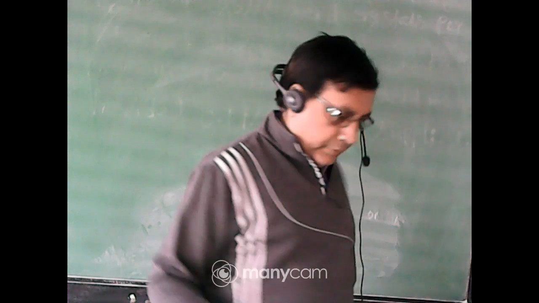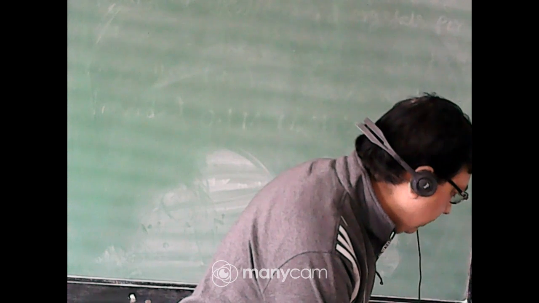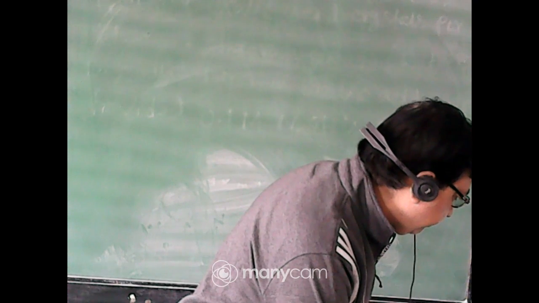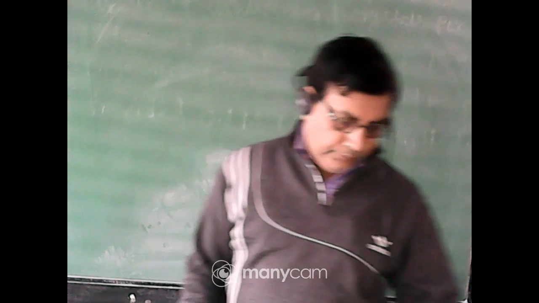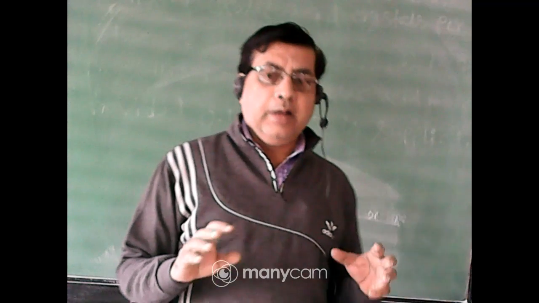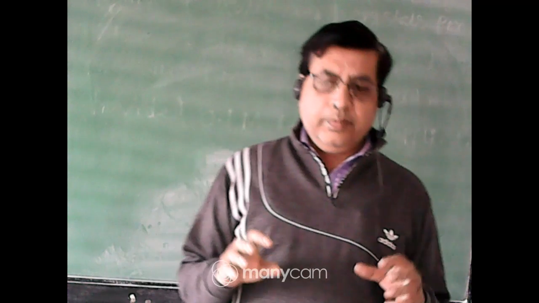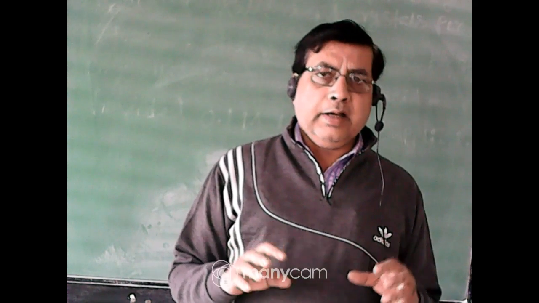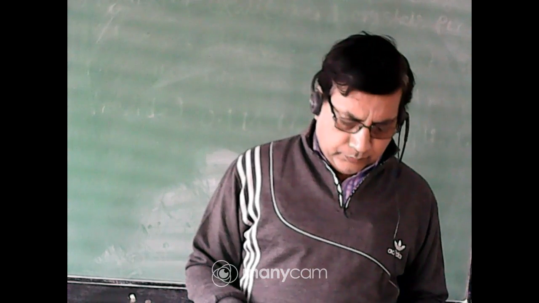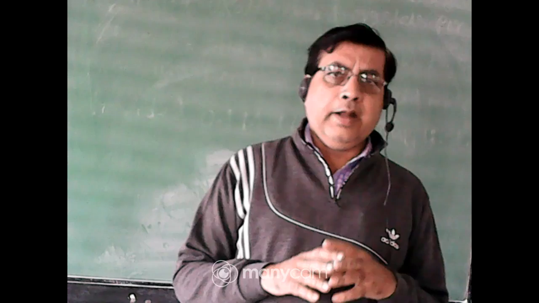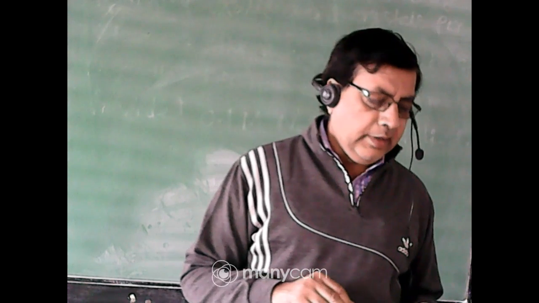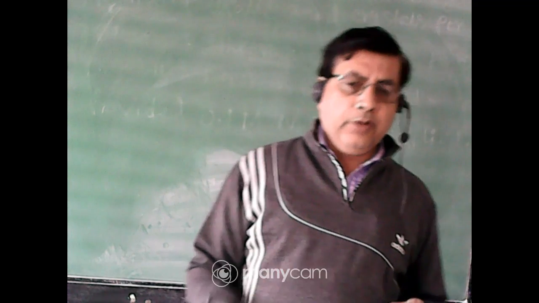Okay, today the salt analysis. You have already done salt analysis. You have been given an unknown salt. You have to identify the cation and anion present in the salt. In the systematic group analysis, you first test for anion because it is easy to identify the anion. Then you test for cation.